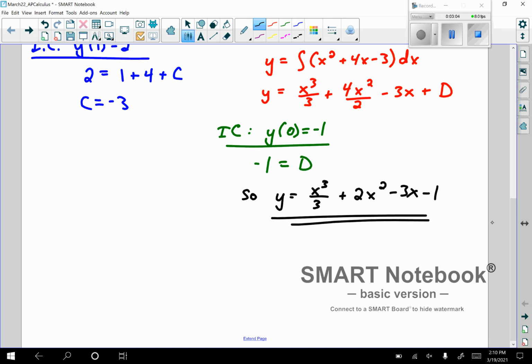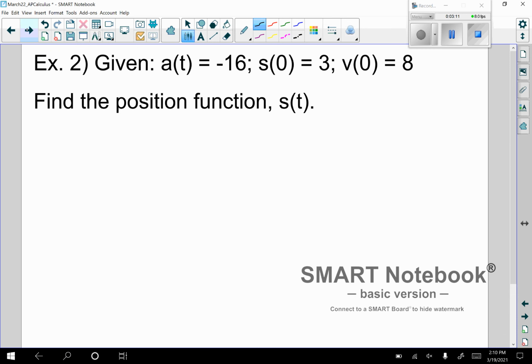All right, so as I mentioned before, now this can apply to physics-based problems, so we're going to go ahead and do that. Here we're given, like our second derivative would be our acceleration function. So here a of t is equal to -16. S of 0, that's an initial condition, that's our initial position, is 3 at time t equals 0, and our initial velocity is 8. We want to find the position function.